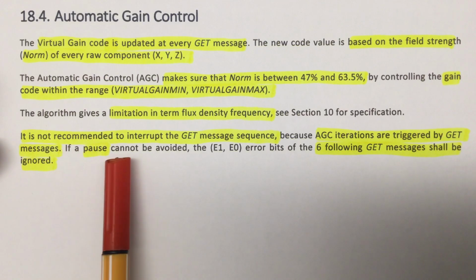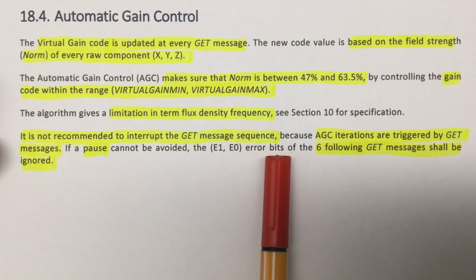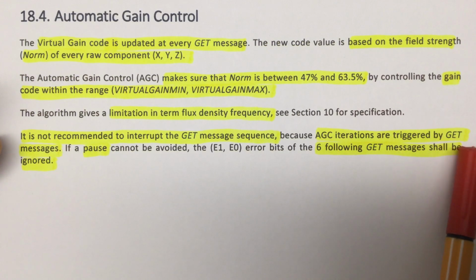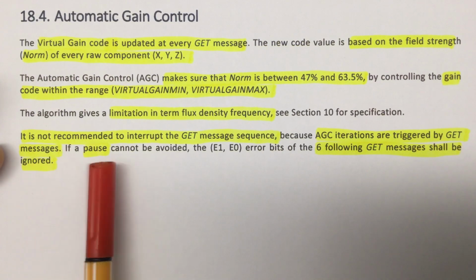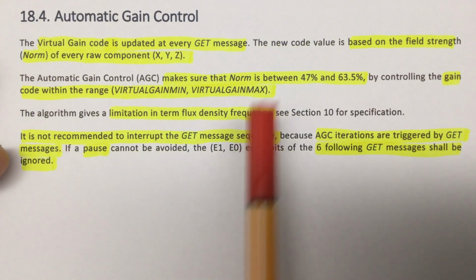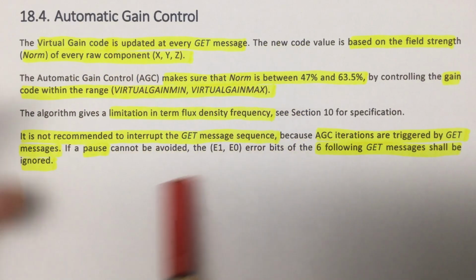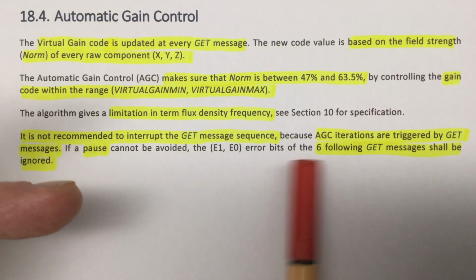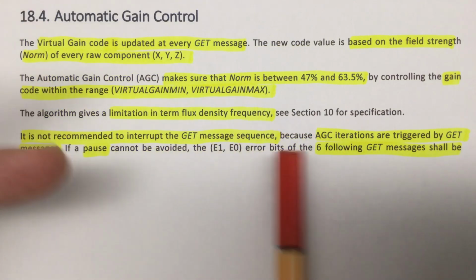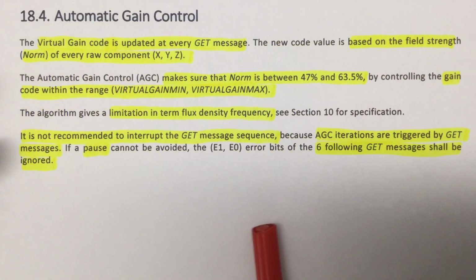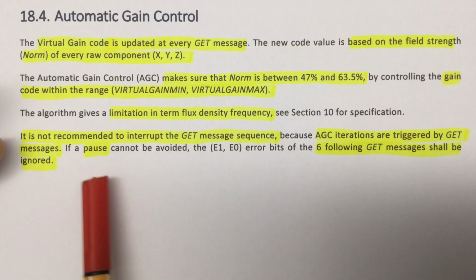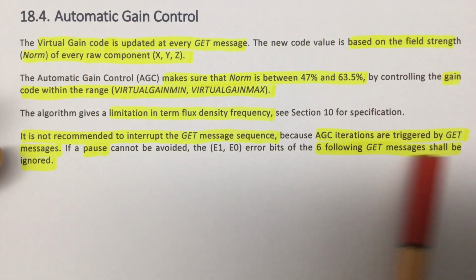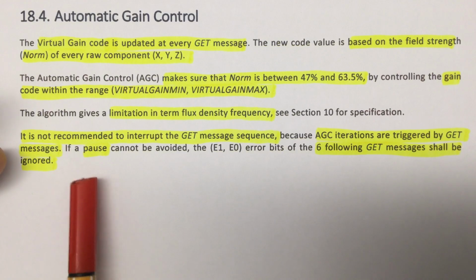It is not recommended to interrupt the get message sequence because AGC iterations are triggered by get messages. Yeah, we already saw that it's updated at every get message. So you really have to do get. Otherwise, that whole mechanism doesn't work correctly. And if a pause cannot be avoided, you need to ignore the 6 following get messages.